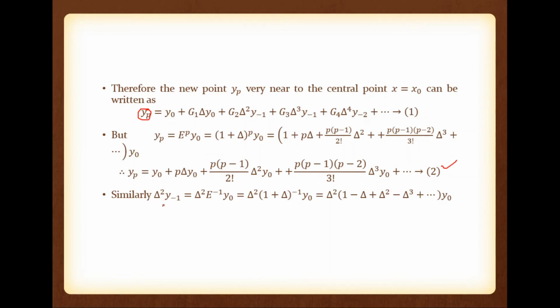Delta square y minus 1 is equal to, please note this term, what is y minus 1? That one is the previous one of y0. So delta square E raised to minus 1 y0. Delta square y minus 1 is equal to delta square E raised to minus 1 y0. Now what is E? E is equal to 1 plus delta. Am I correct? Yes. So what is E raised to minus 1? (1 plus delta) raised to minus 1.